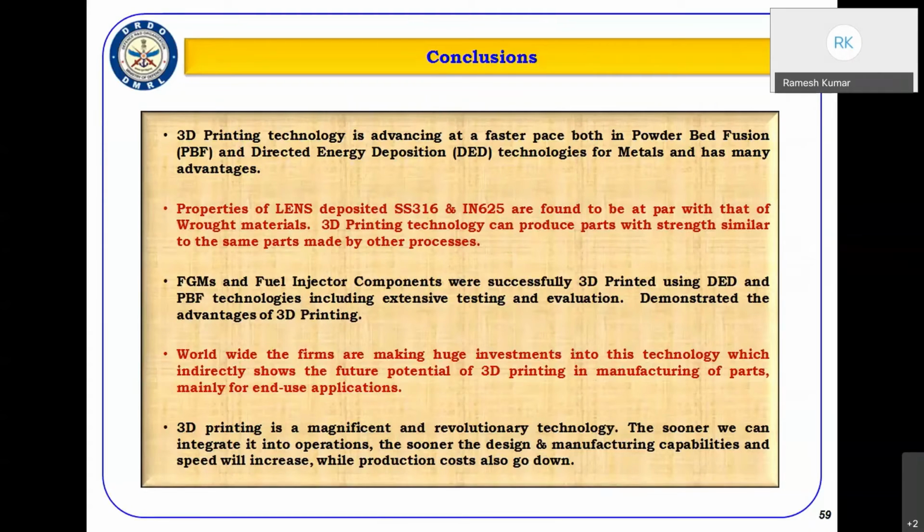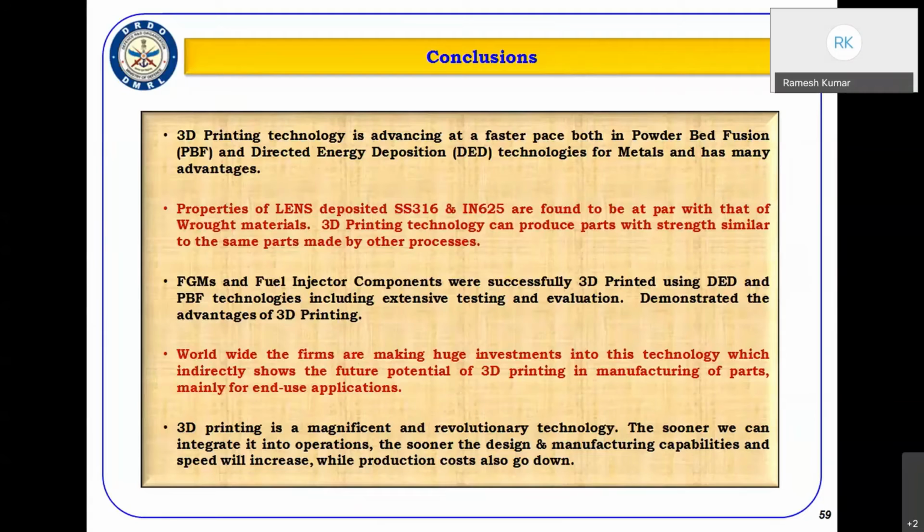We would also like to say that 3D printing technology can produce parts. The only thing is that we have to optimize the process parameters so that we can get similar strength to that of parts made by the conventional processes. We have carried out FGMs and successfully 3D printed them using both DED and PBF technologies, including extensive testing and evaluation. And we were also able to demonstrate many of the advantages of 3D printing.